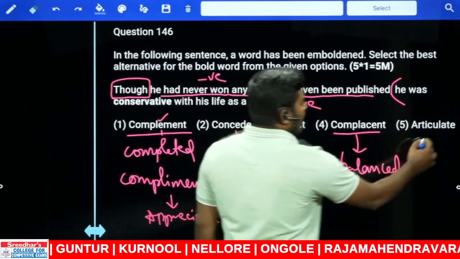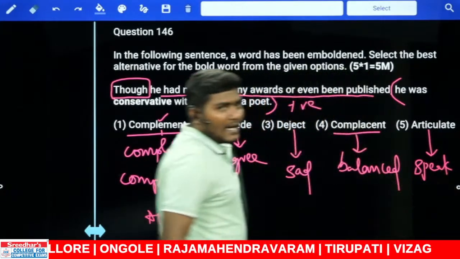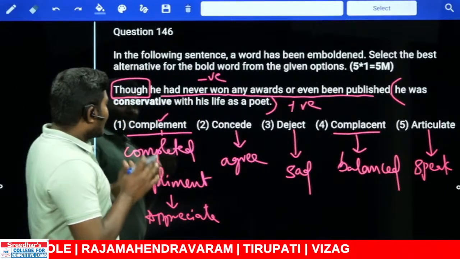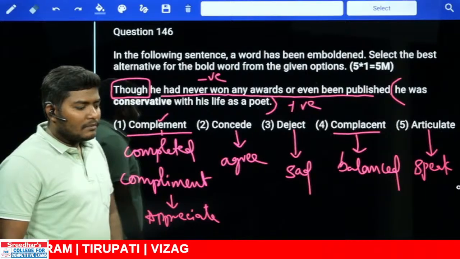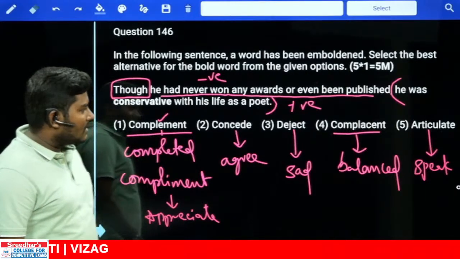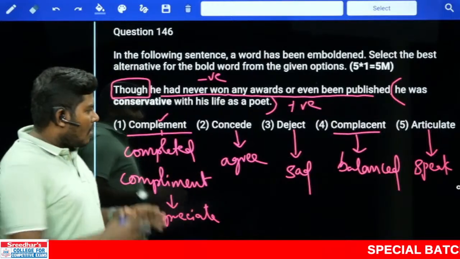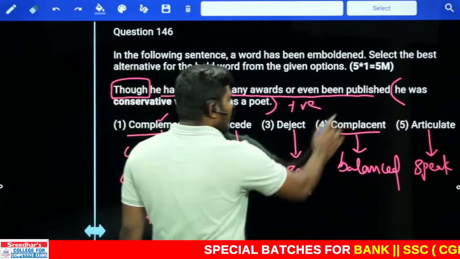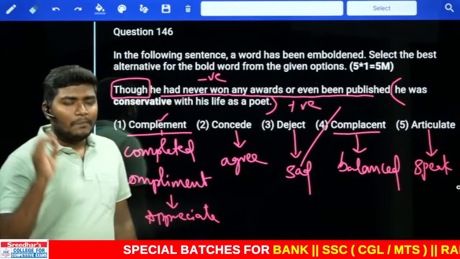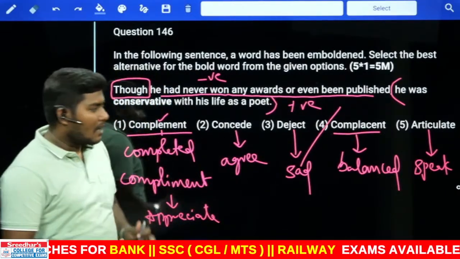Next, what is another one? Articulate. Articulate is to speak something. Now tell me what type of person is he? He's a conservative person. Now what is the best word? Can you tell me, guys, your answers now? He's a cool, self-possessed, calm person. Is he sad? No. What's the answer? He's a complacent person. That's why don't be very eager to answer. Go slow. We need to understand the context and grammar.